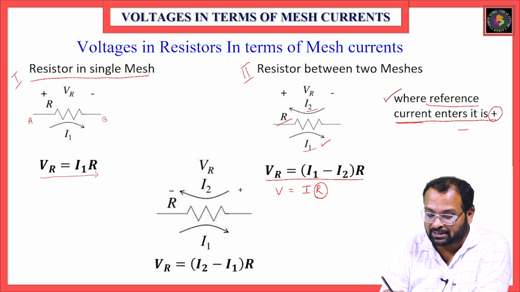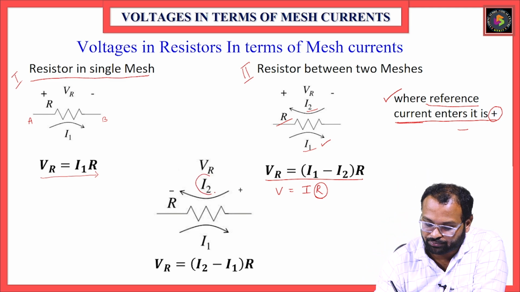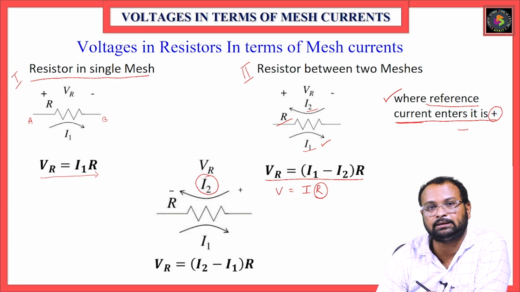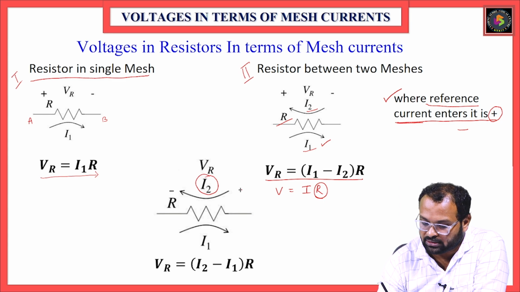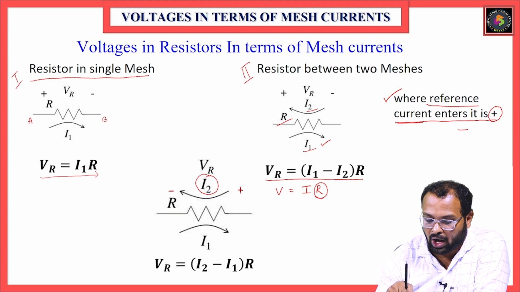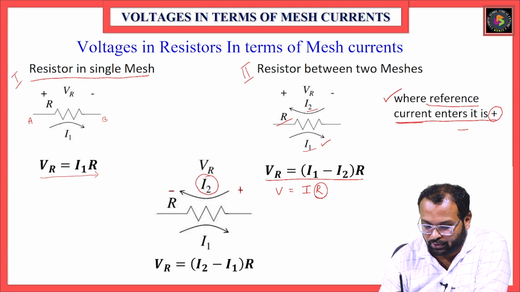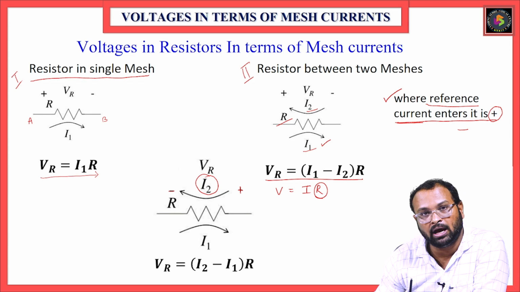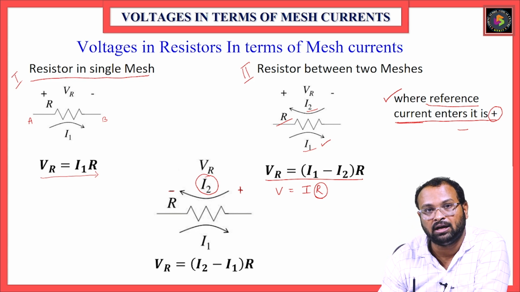Similarly, suppose my reference current is I2. That means wherever the reference current is entering, that is positive, and wherever it is leaving, that is negative. So I2 is plus, but I1 is opposite to I2. Then it became I2 minus I1, which is the effective current going through this resistor.